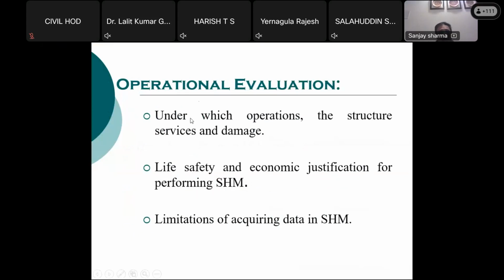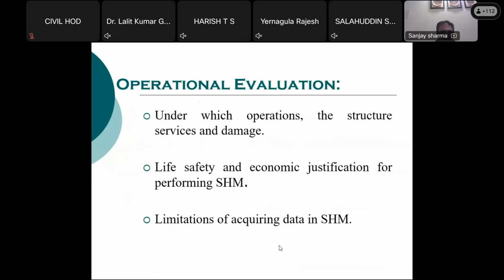So operation means that under which operations the structure services are being carried out, and what the damages are, life safety and economic justification for performing structural health monitoring, and limitation of your acquiring data. That is what happens many times. Some data is useful, some data is not useful.